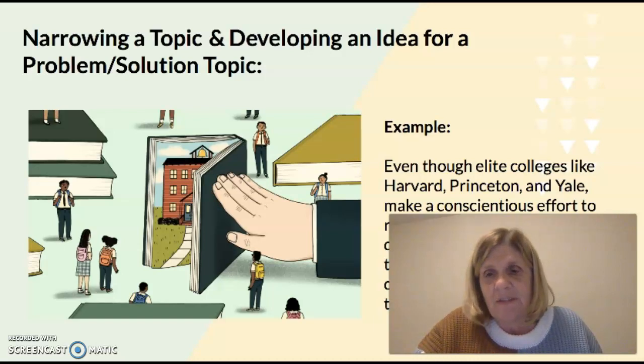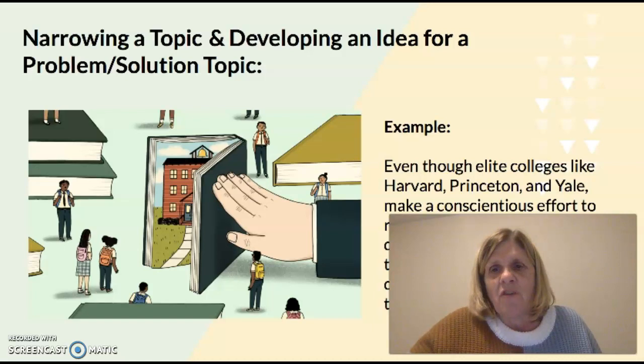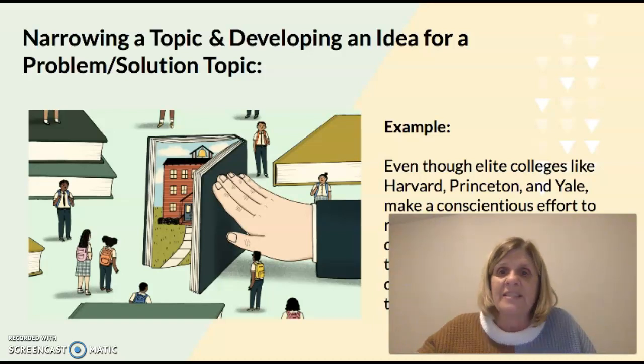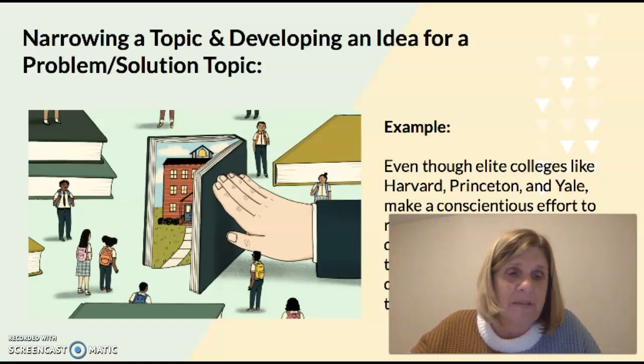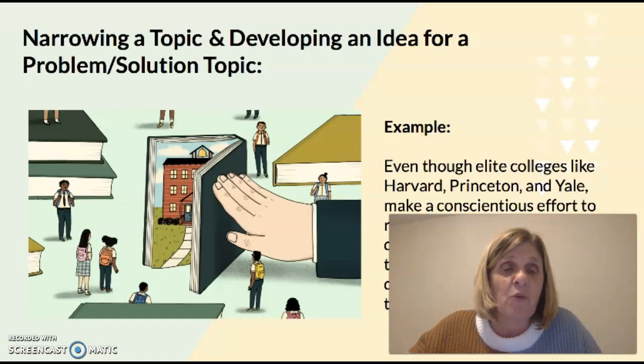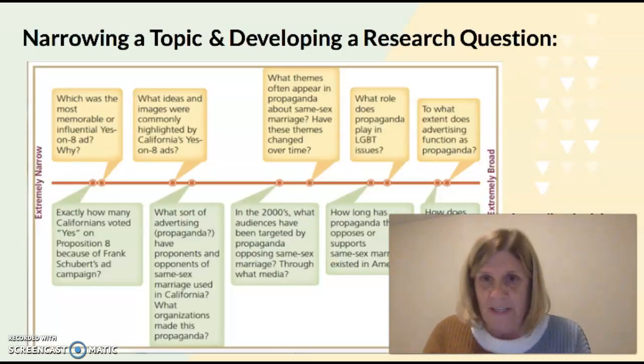So if you look at this topic, it says, even though elite colleges like Harvard, Princeton, and Yale make a conscientious effort to recruit socioeconomically disadvantaged students, why is there still a distinct disadvantage for them once they arrive on campus? That gives me a good question that would drive my research. And when I find the answer, my college reader is going to learn something new. This leads us into your homework assignment.